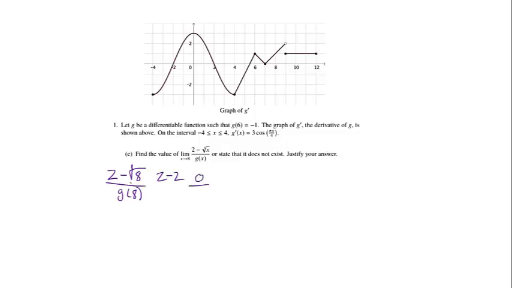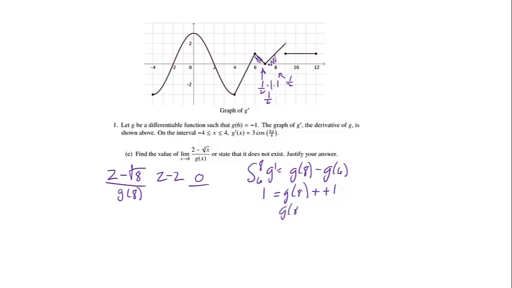Now I'm going to have to go find g of 8, just like we did on all those other problems. Yay. So I'm going to go 6 to 8 of g prime is equal to g of 8 minus g of 6. So we're going to find the area under the curve from 6 to 8. I notice they look the same. This is 1/2 times 1 times 1, so it's going to be 1/2. This one is also going to be 1/2. So the area under the curve is going to be 1. And then we'll get g of 8 minus g of 6. They already told me it was -1. I'm going to subtract 1 from both sides, and I get g of 8 is equal to 0.